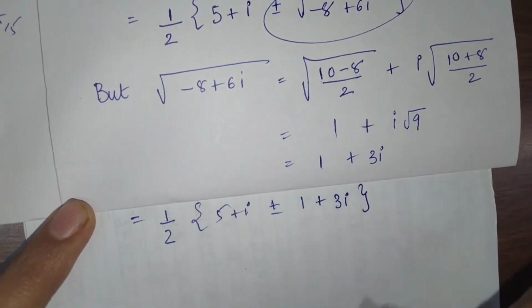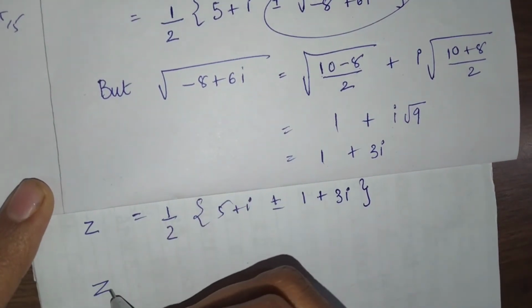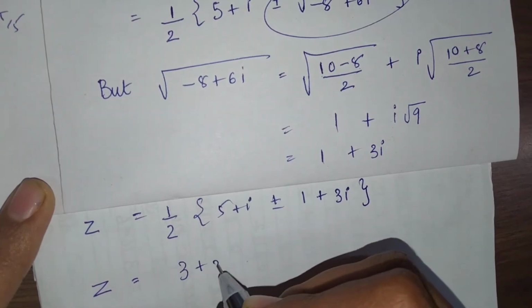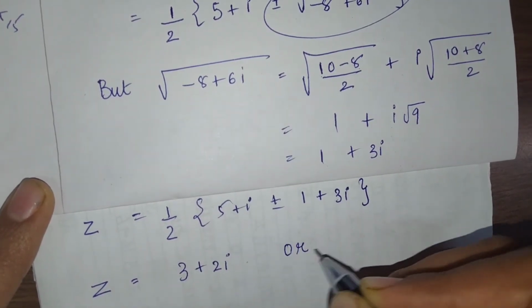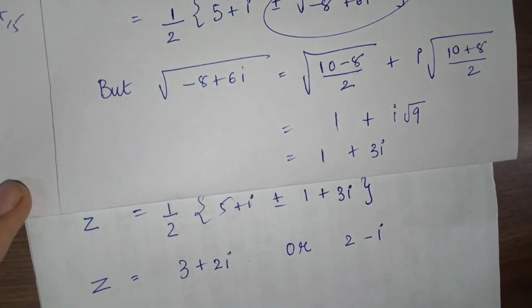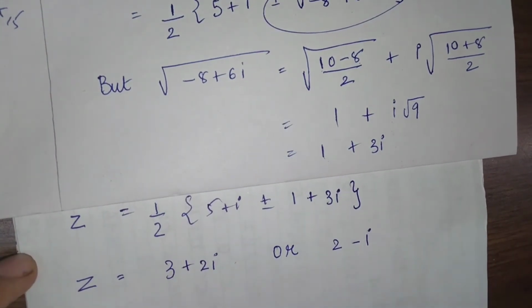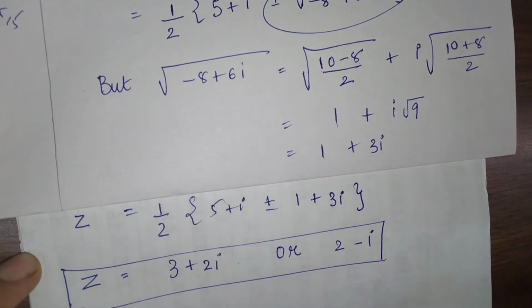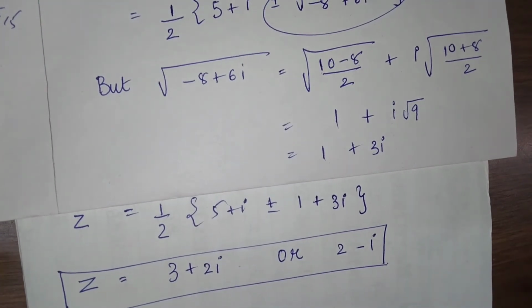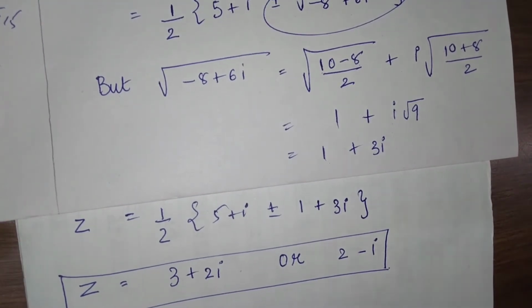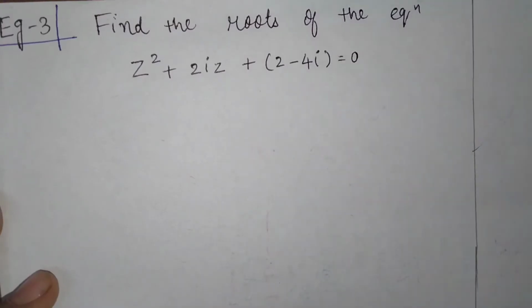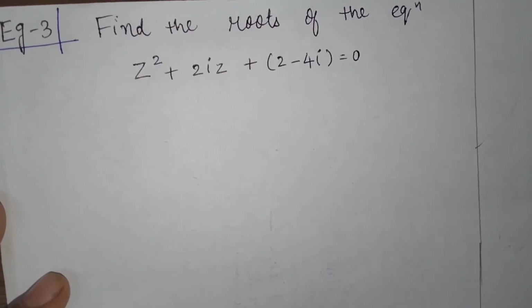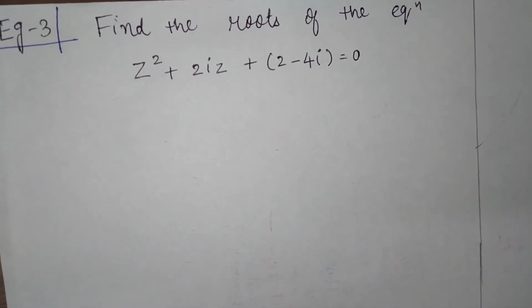So finally we will get z equal to 3 plus 2i or 2 minus i. Okay, if you solve it then you will get z equal to 3 plus 2i and or 2 minus i. So these are the roots of the given equation. So in this way you have to find the roots. Okay, so example 3. Find the roots of the equation z square plus 2iz plus 2 minus 4i equal to 0.